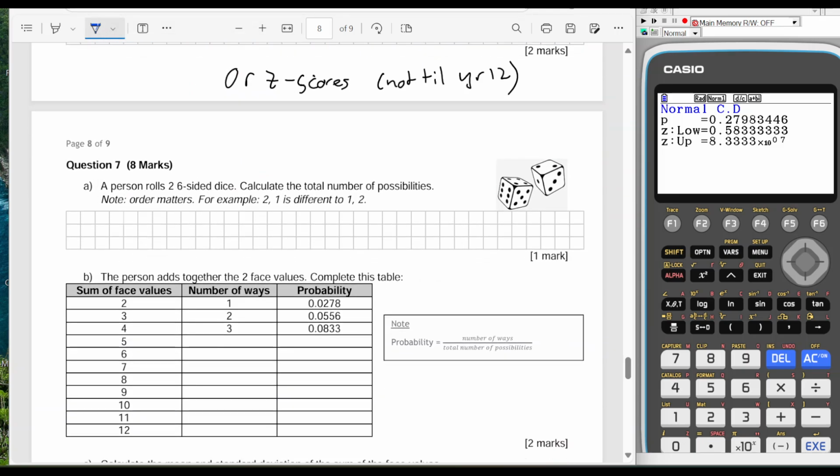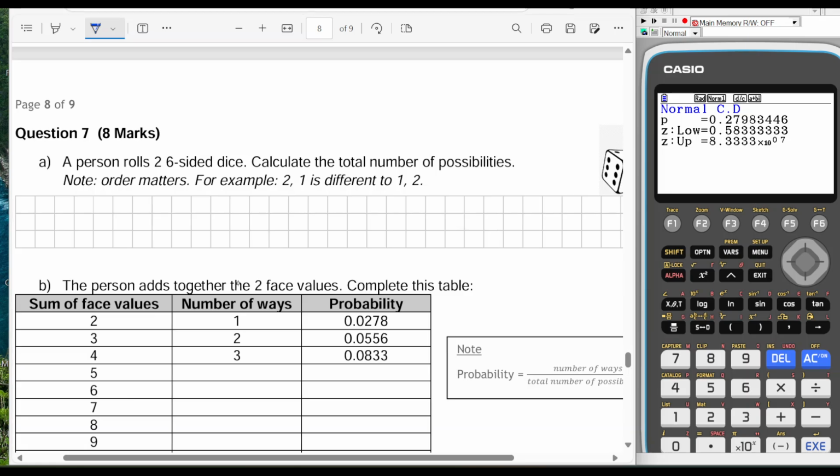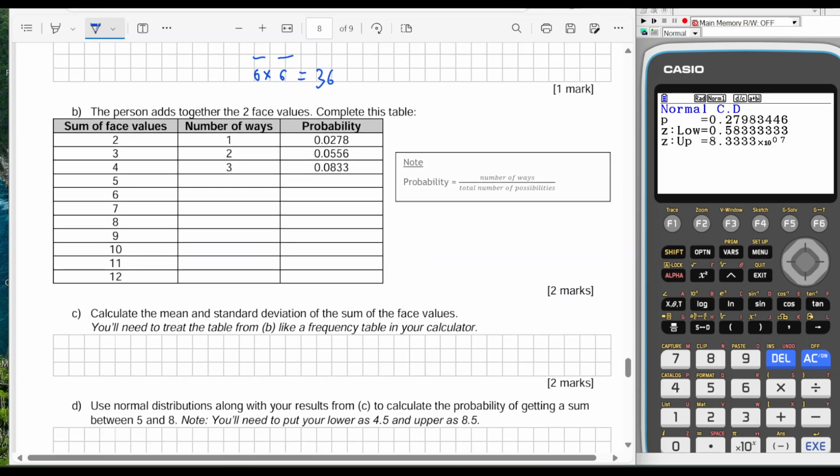Now, a person rolls 2 6-sided dice. We want to calculate the total number of possibilities. So basically, you've got this. Order does matter here. So there are 6 choices for the first one and 6 choices for the second one. Because, you know, if you roll a 4 on your first dice, you can still roll a 4 on the second dice. You haven't used up that 4. So there's 36.